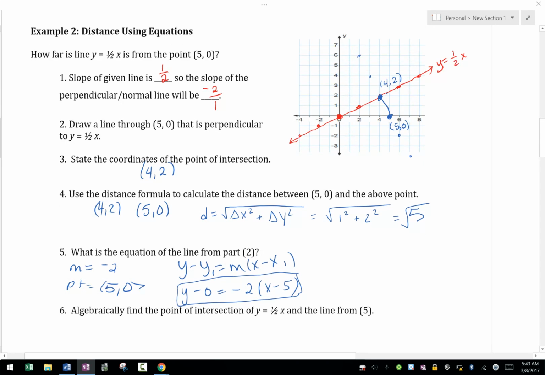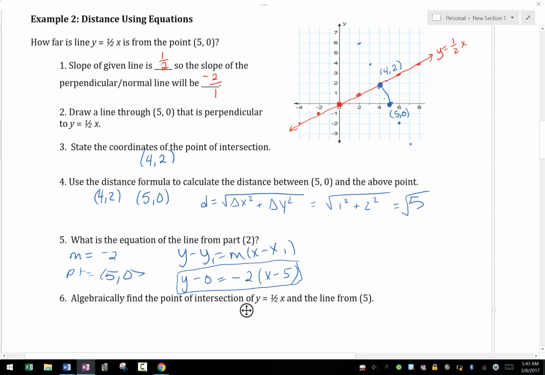Then it says, what if I didn't do this right? Like, what if I graphed it wrong? Because I kind of did graph it wrong at first, right? I can always double check my work.